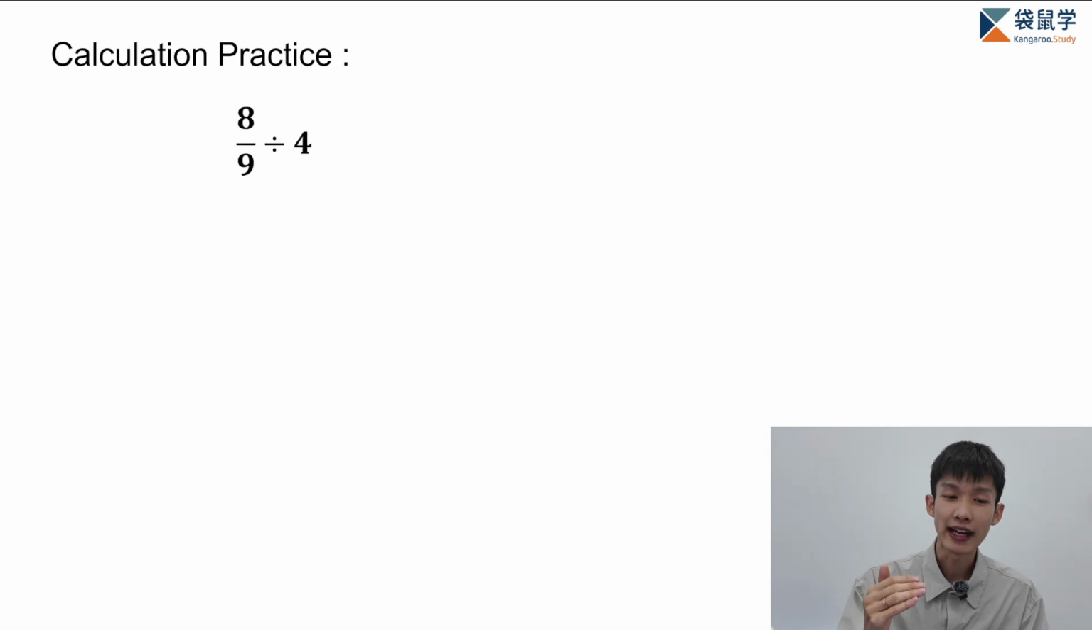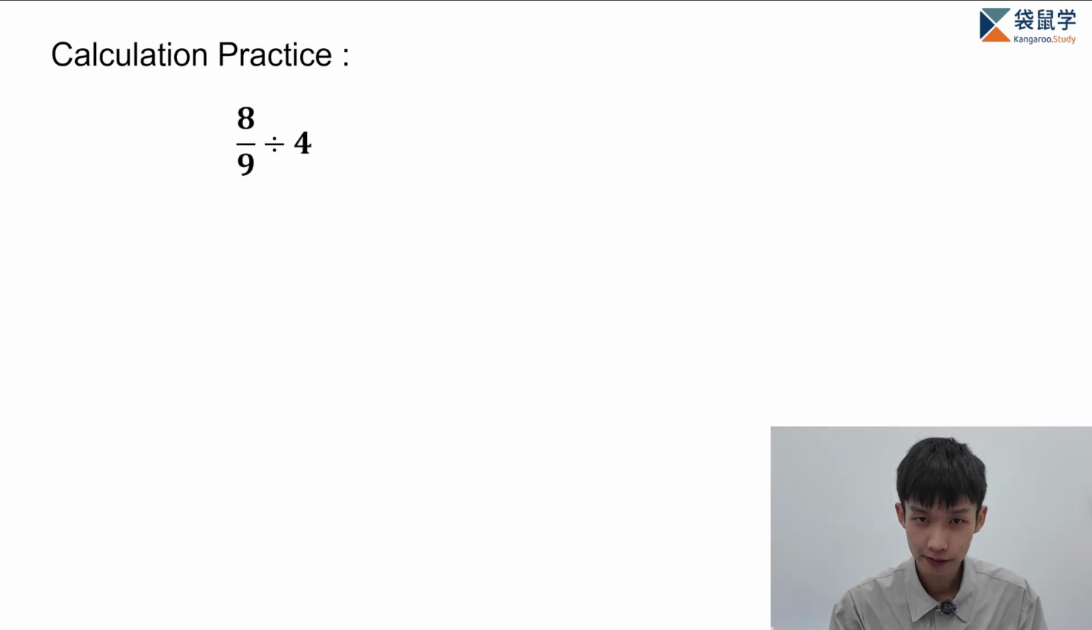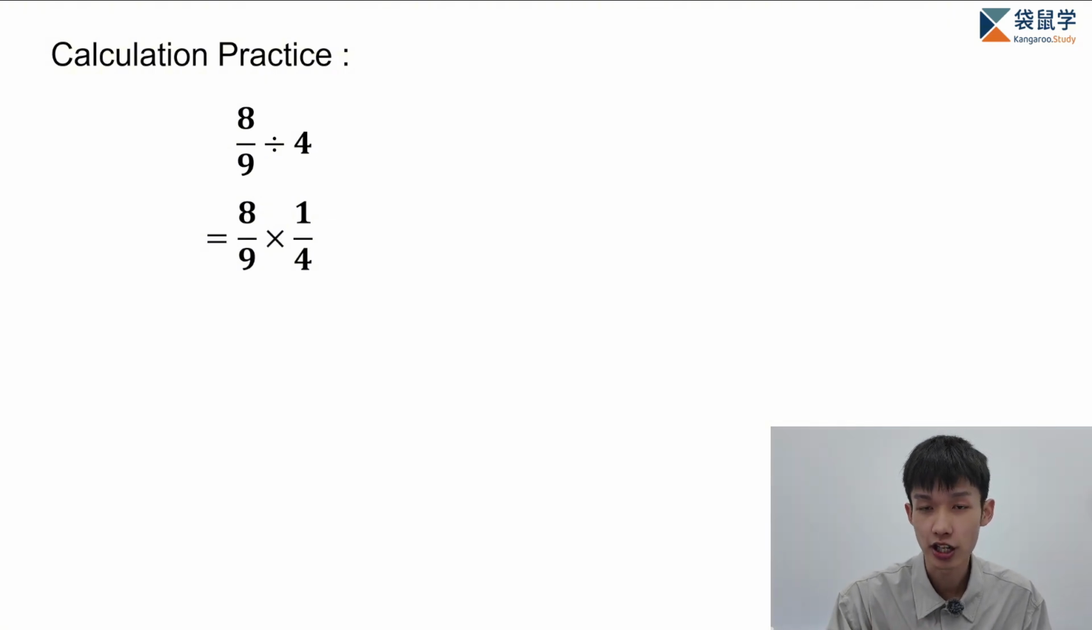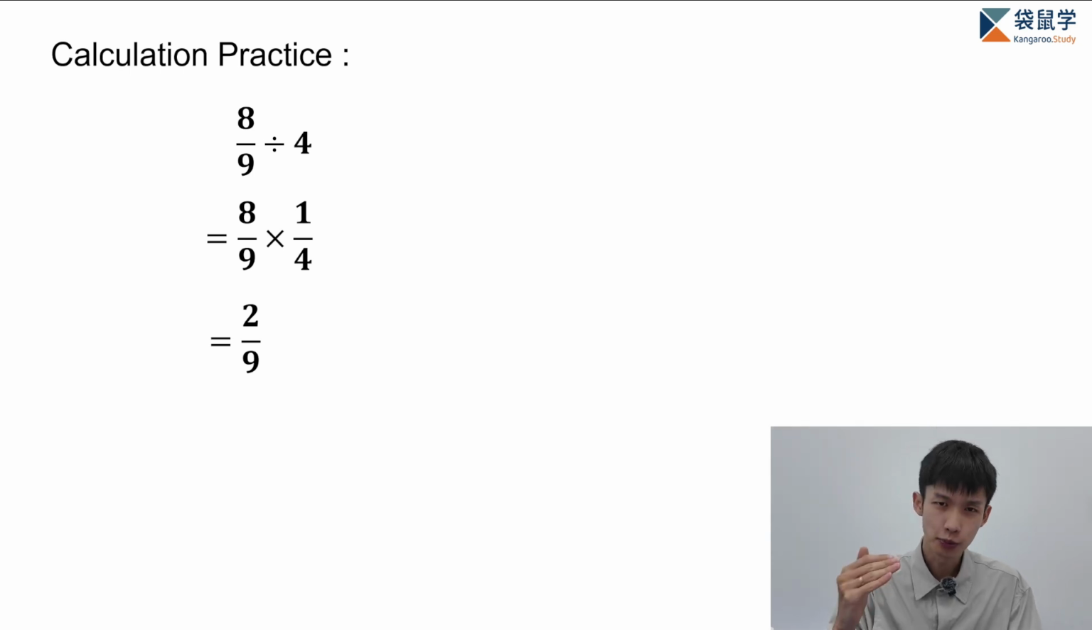Now, moving on to some practices. So for the first one, we have 8 over 9 divided by 4. So to do this calculation, first, the left side, do we change or not? We do not change, so keep it. And the division changes into multiplication, and the 4 needs to change into its reciprocal, which is 1 over 4. And then we do simplification, which is 8 cancels with 4, and what will be left will be just 2 over 9.